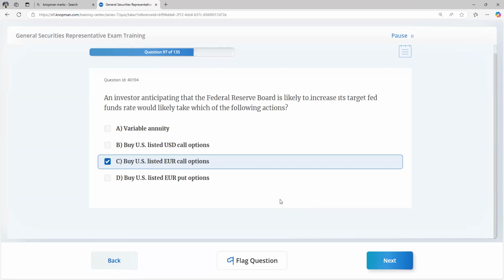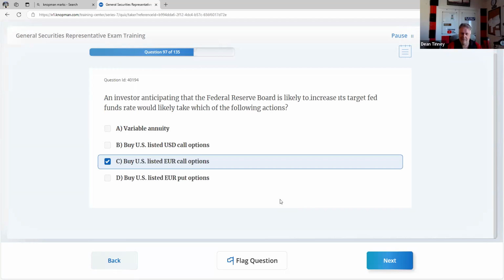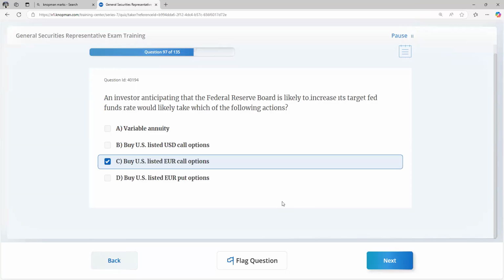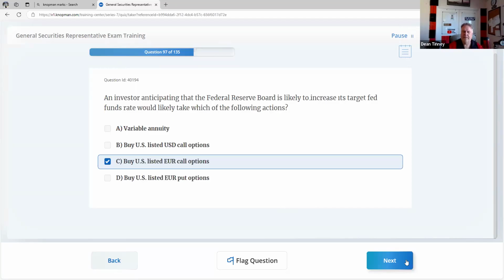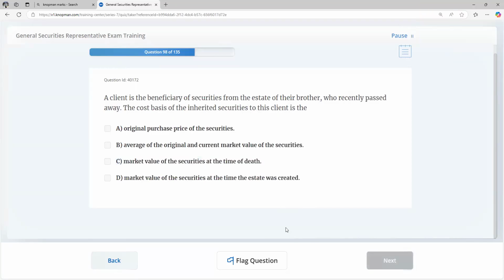Oh, because of the Fed. All right. Yeah, so I think it's going to be D, right? We're gonna buy puts on the euro because if the dollar goes up, the euro is going down. That's a real tough one. I didn't like that one at all.